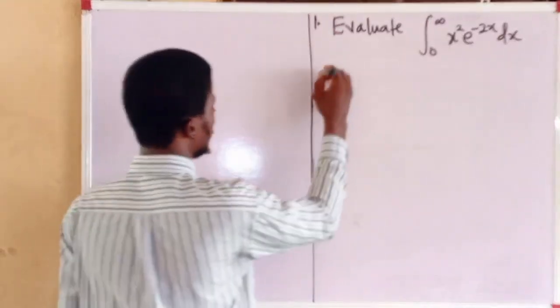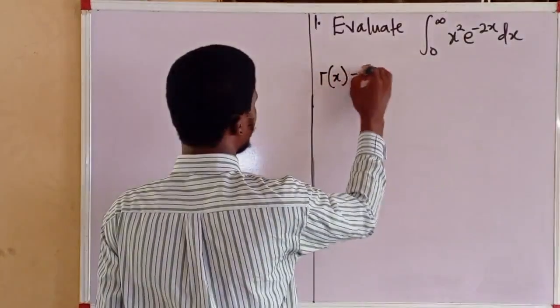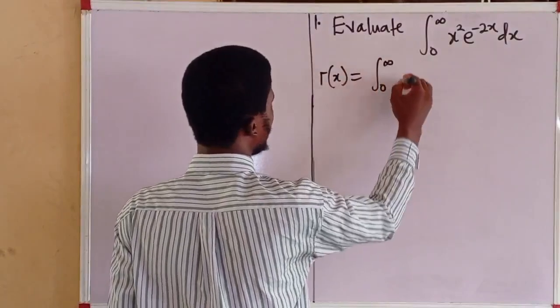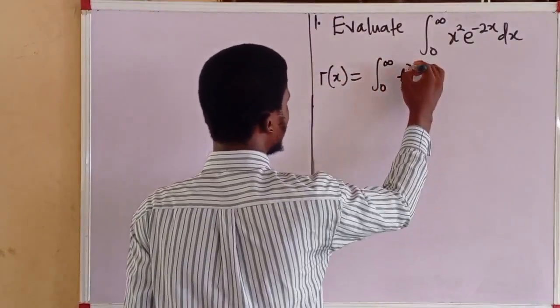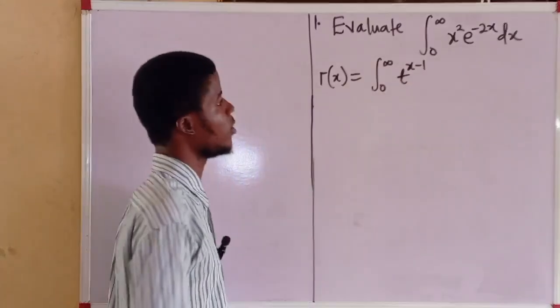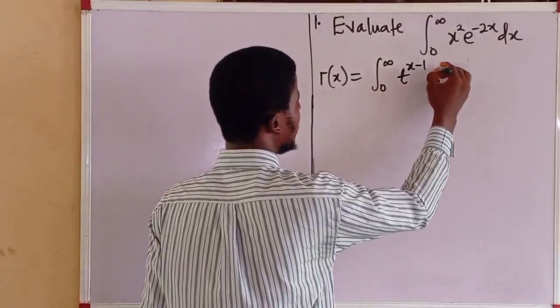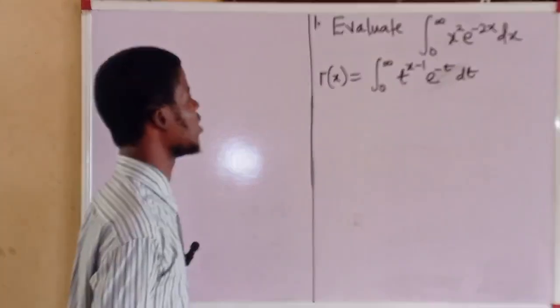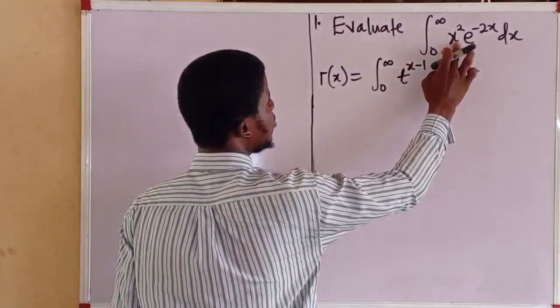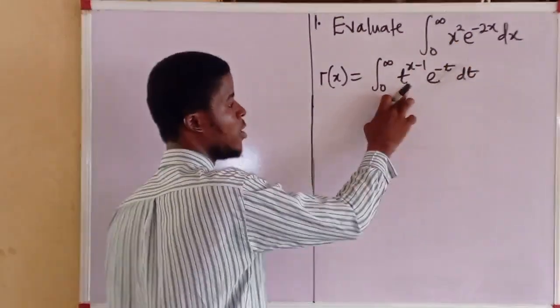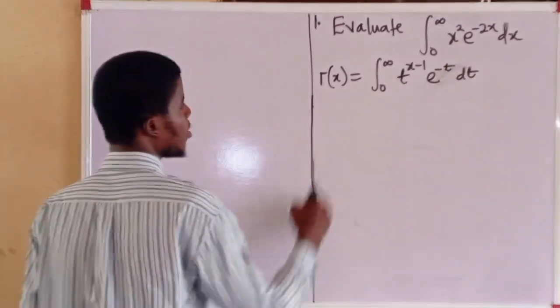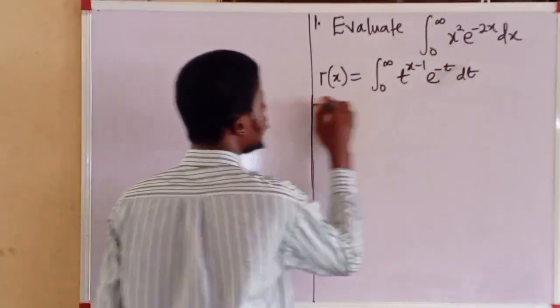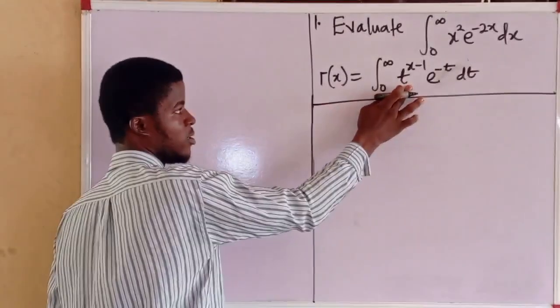The gamma function of x is the integral from 0 to infinity of t to the power of x minus 1, okay, times e to the power of minus t dt. This is the relation for the gamma function of x. The x you can see here is the t we have here, all right? So this integral now, let's look for a way to write it in this format.